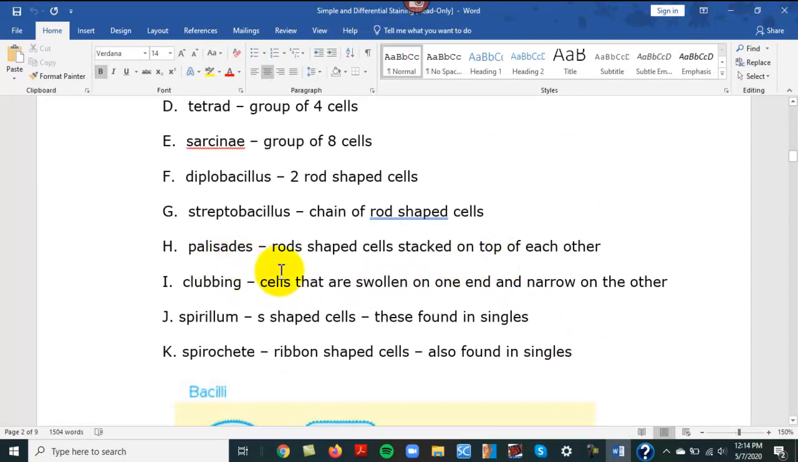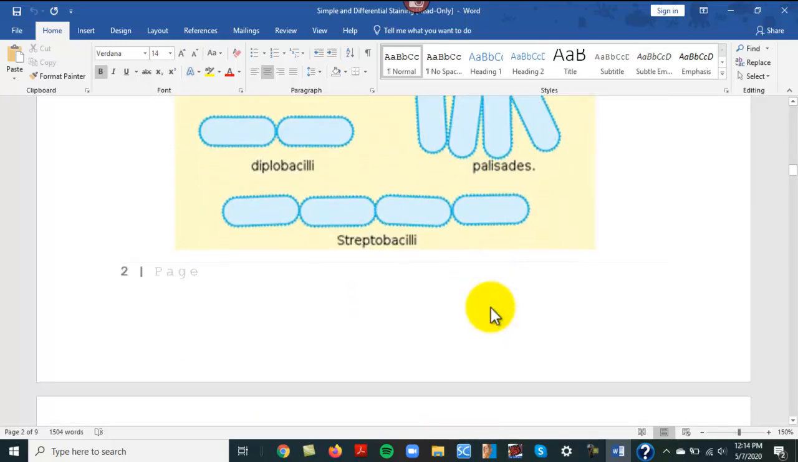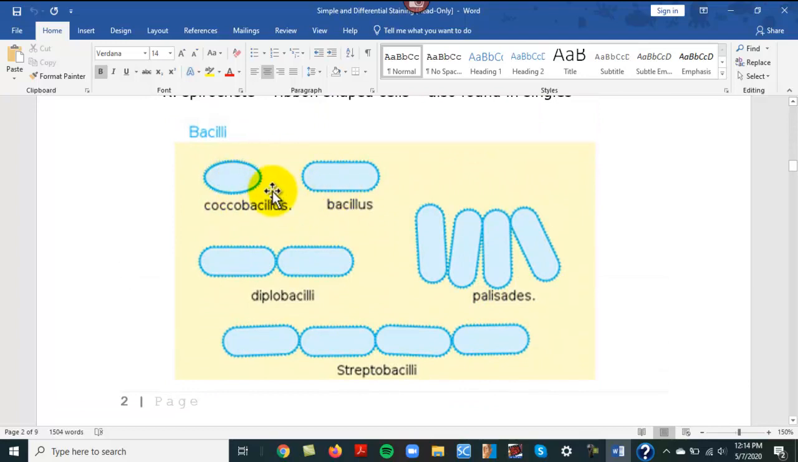And there's the palisades. Clubbing, I showed you that one. Those are usually found in singles. One end is swollen, one is thicker. Spirillum are S-shaped. Spirochetes are ribbon-shaped. So here's some Cocobacillus, supposed to be between a rod and a circle.